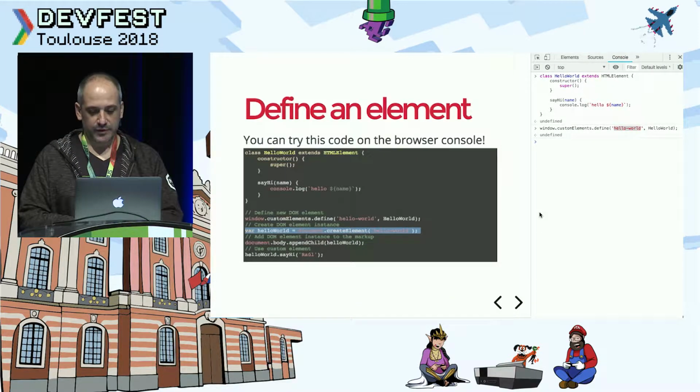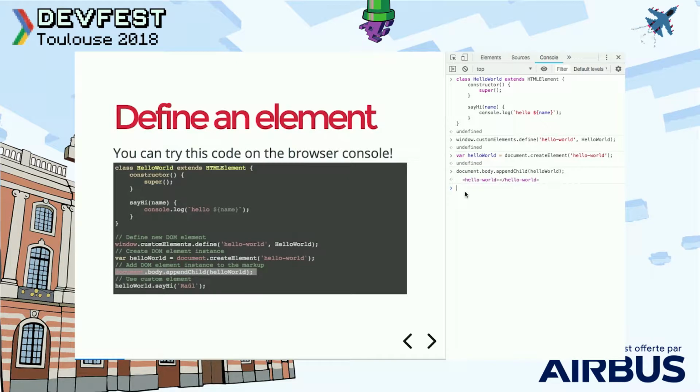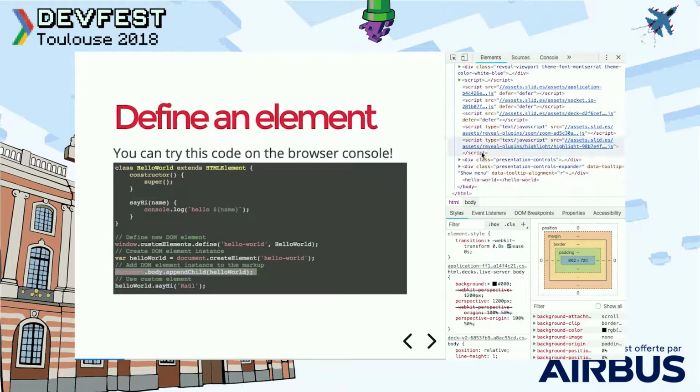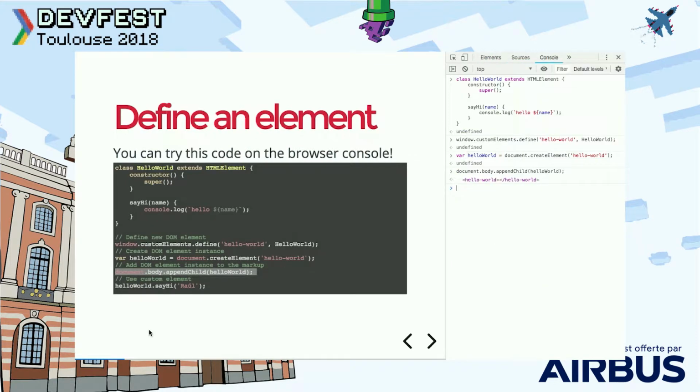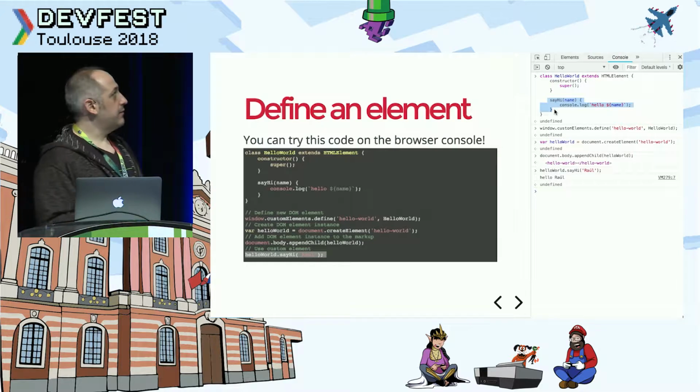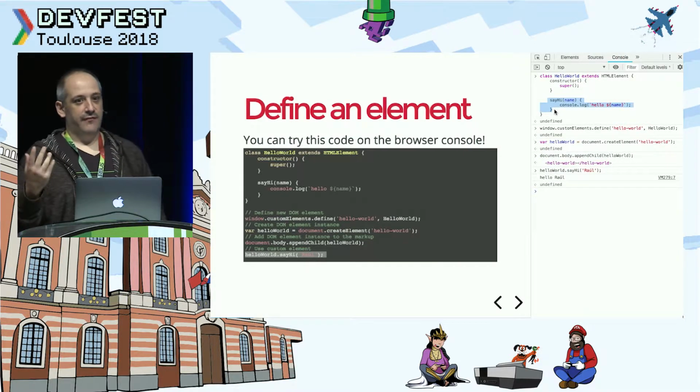And then we can create this element, and we can append the element to the body, as we are doing here. And now we can just use this web component, which is going to be very, very easy. So to create a web component, as you can see, it's very easy.